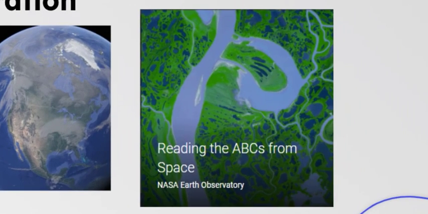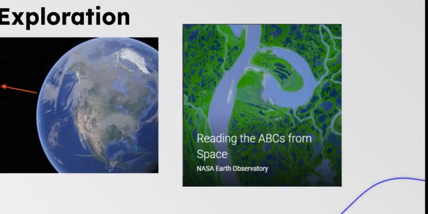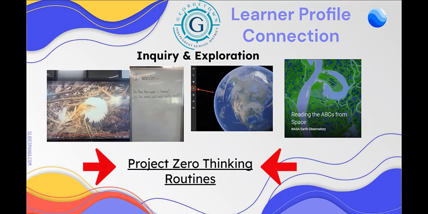The third picture is the Reading the ABCs resource. This is images taken from space of different landforms around the planet, and these landforms kind of have the shape of the different letters of the alphabet. So again, this would be a fun way for students to ask I Wonder questions and explore a little bit more about what they are looking at. I have put a link in here to the Project Zero thinking routines. These thinking routines are a great way for you to organize some different ways for students to look at some of the different information.